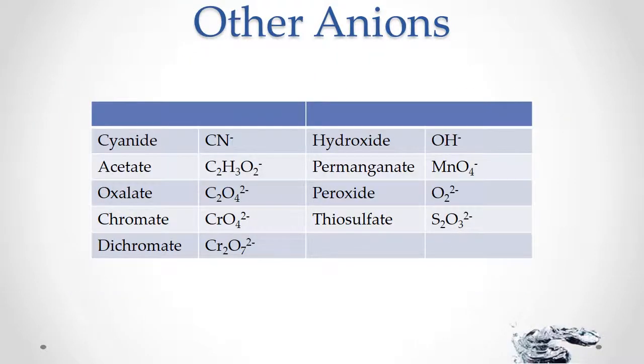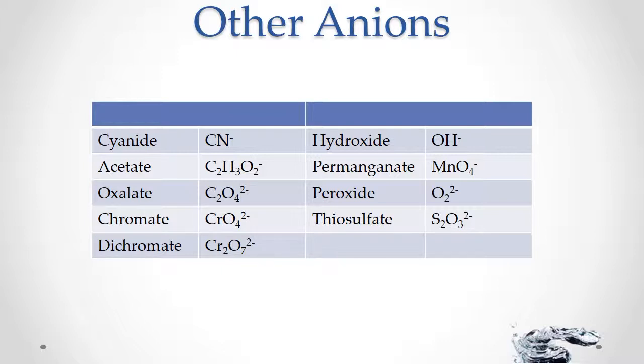Lastly, we have some polyatomic anions that don't follow any of the other naming that we've talked about, mostly because they're organic compounds. You might see CN-, that's cyanide, or acetate, C2H3O2-. There's also oxalate, C2O4 2-, chromate, CrO4 2-, dichromate, Cr2O7 2-, hydroxide, OH-, and there shouldn't be any Ohio jokes going on right now.